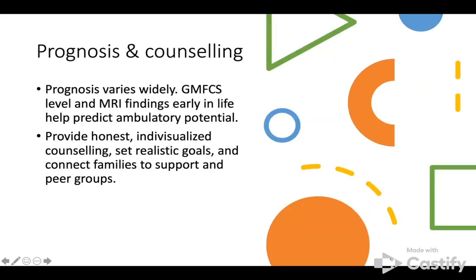After that comes predicting the prognosis, and that's when you examine them in a very detailed way and put them on the GMFCS scale to see their functioning, along with the brain MRI. Provide honest, individualized counseling to the parents and connect them to support and peer groups.